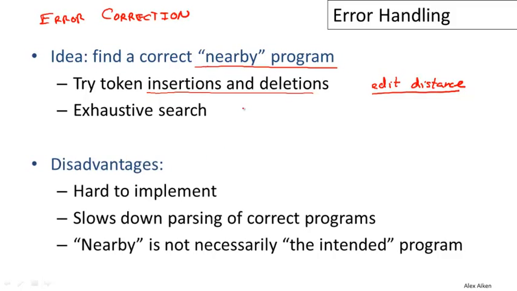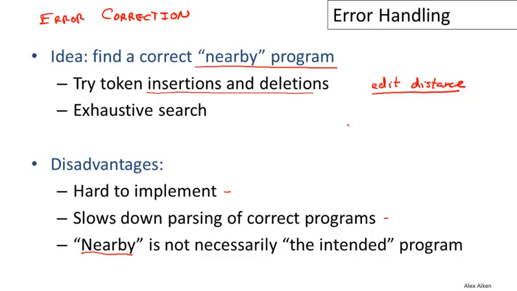There are a couple of disadvantages to this, actually a number of disadvantages. You can imagine that this is hard to implement. It's actually quite complex. This will slow down the parsing of correct programs because we need to keep enough state around that we can manage this search or the editing in the case that we actually do encounter an error. And of course, nearby is not all that clear what that means, and various notions of nearby may or may not actually take us to a program that the programmer would be happy with.